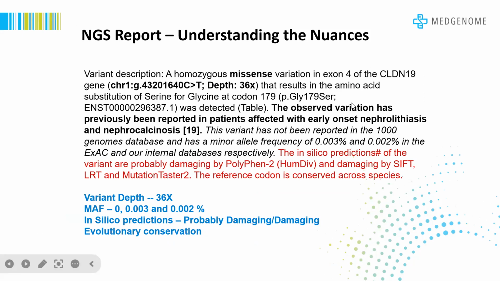We will also write the frequency, how much it has been reported in databases like ExAC. We have our internal database. We are the only organization in India for genetic testing with our own internal database. So what does in silico prediction say? Bioinformatic in silico analysis is done using different software. It says whether this is damaging. Yes, it has been found damaging by SIFT, LRT, and MutationTaster tools.